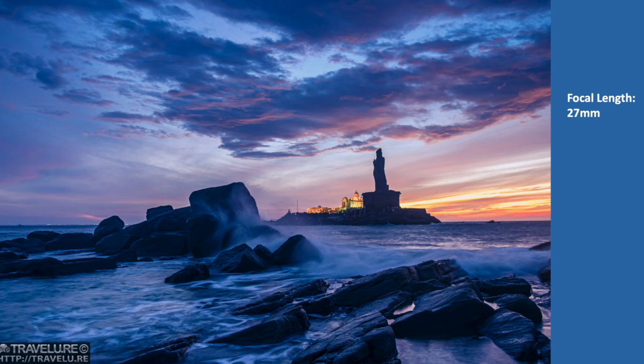27 mm, Kanyakumari again, but now at blue hour. A completely different mood. The foreground is now dark volcanic rocks with waves blurred to a silver white mist. In the middle distance, the Vivekananda Rock Memorial, now lit in warm golden light against the purple, orange, blue twilight sky. The rocks are vast and near. The memorial is distant and small. Characteristic 3 holds both in focus.